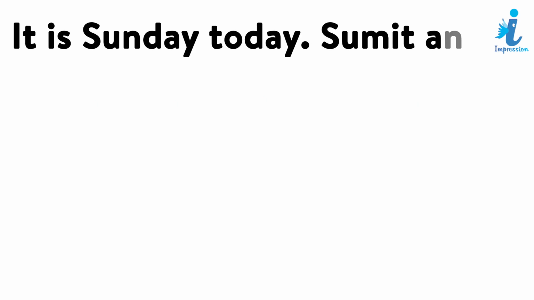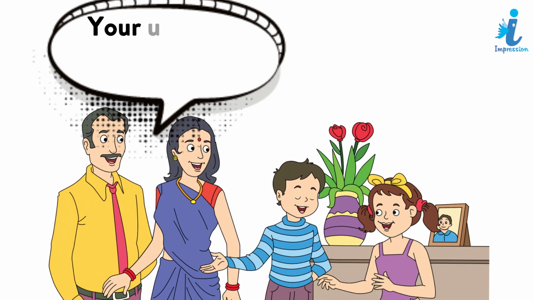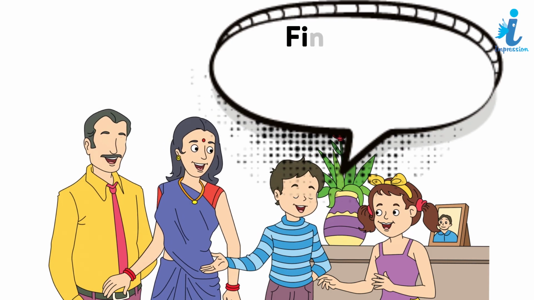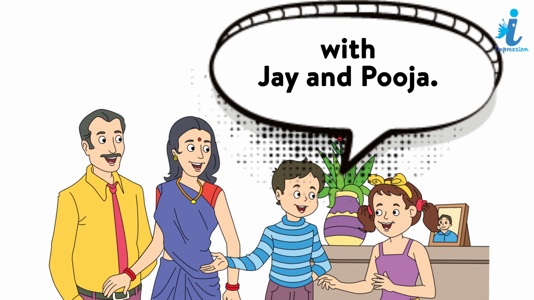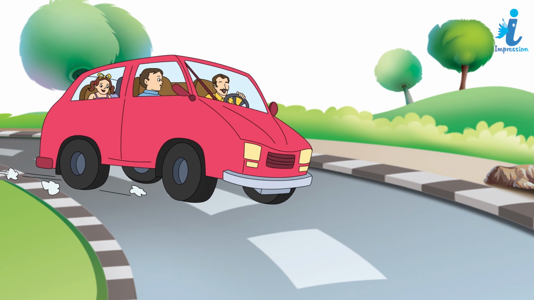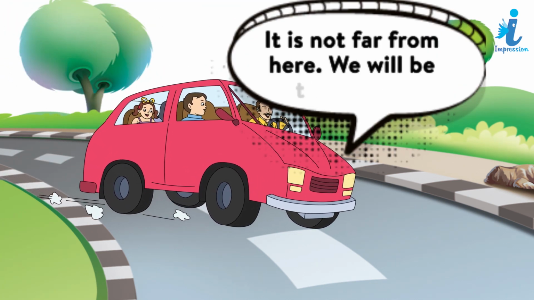It is Sunday today. Sumit and Lisa's parents are at home. Your uncle has invited us to his farm today. Fine, Papa. We will have fun with Jay and Pooja. They drive out of the city in the car. Where is the farm, Papa? It is not far from here. We will be there soon.